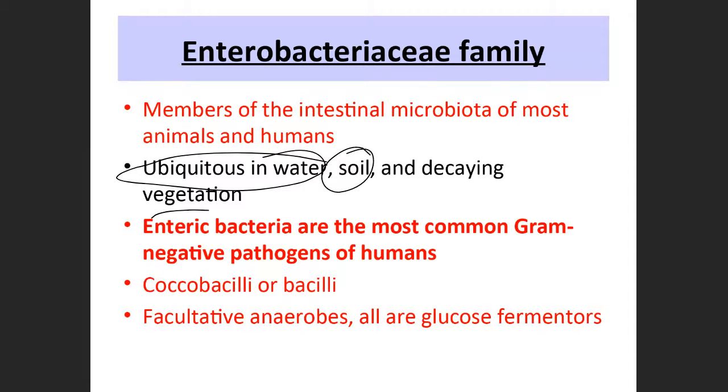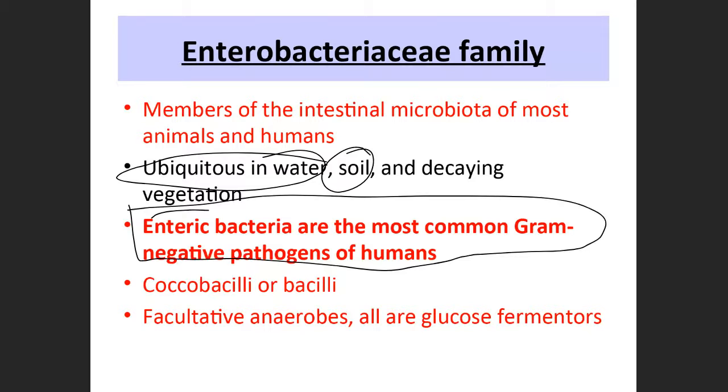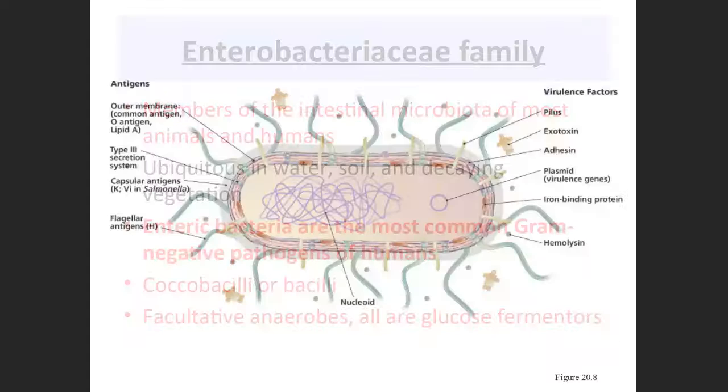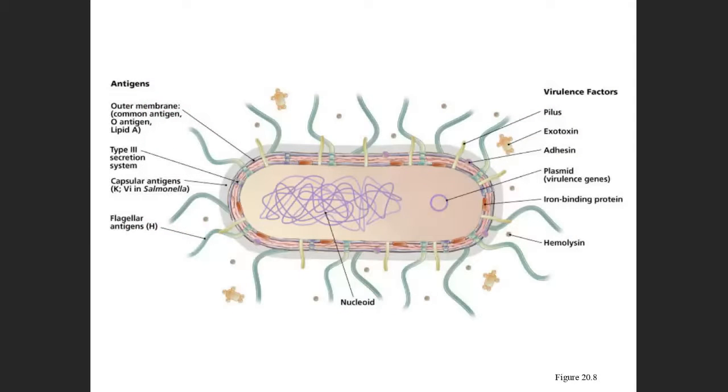This is the most common gram-negative pathogen of humans. It says coccobacillus or bacillus. They're classified as rods, whether they are little rods or normal-sized rods. Facultative anaerobes, all of them are glucose fermenters. So this is an overview of these Enterobacteriaceae rods. They all have pili. They may have an exotoxin. Pretty much they all have adhesins.